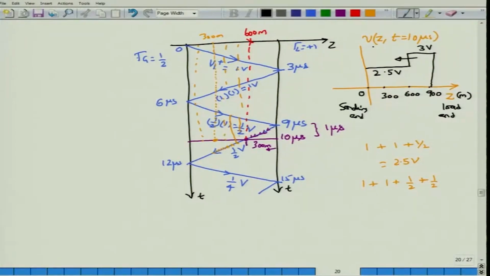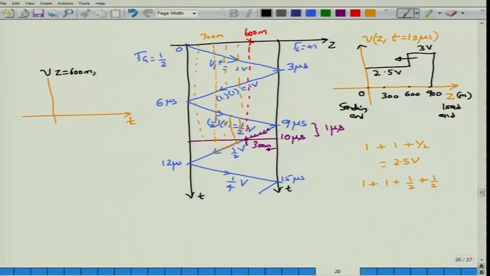What is the voltage along the entire transmission line at a snapshot time of 10 microseconds? So this is the answer. We also asked another question, which was: what would be the voltage distribution at Z equal to 600 meters?